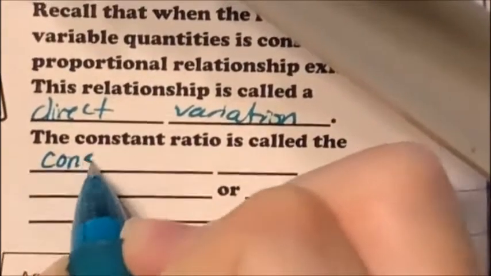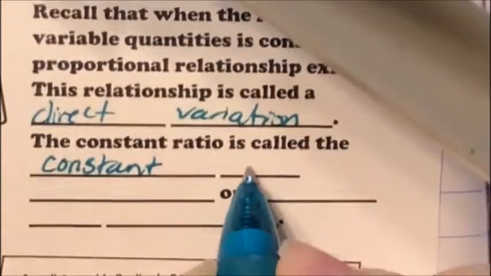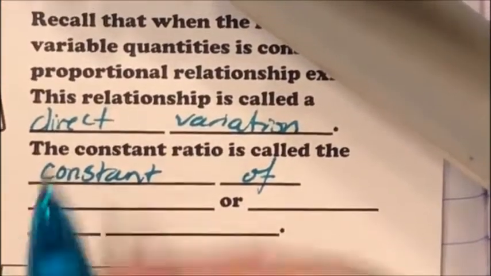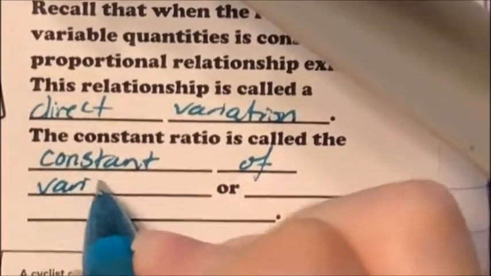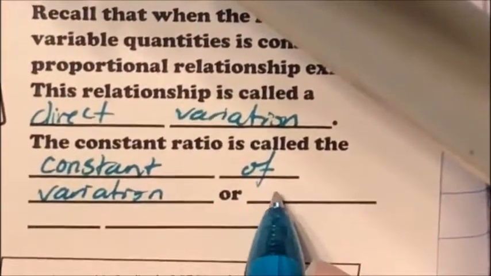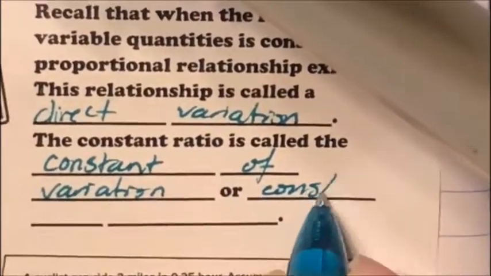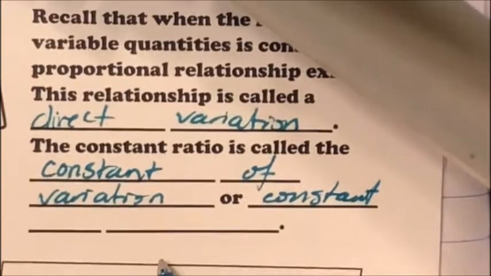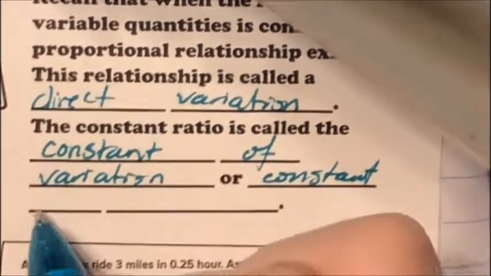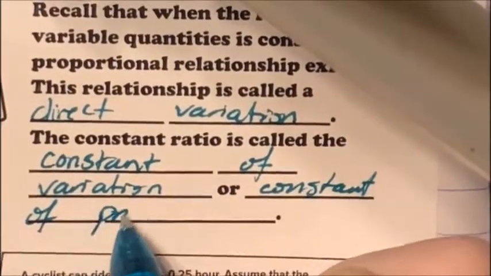So it's called the constant of variation or constant of proportionality.